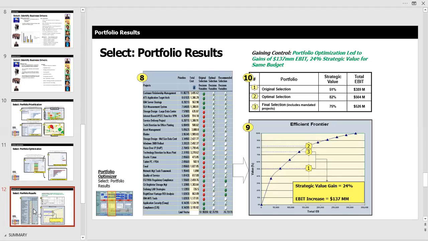But at the top is really kind of the whole idea behind what we're doing, which is gaining control. Portfolio optimization led to gains of $137 million in earnings before interest and taxes and a 24% strategic value for the same budget. Okay, so why is this important?